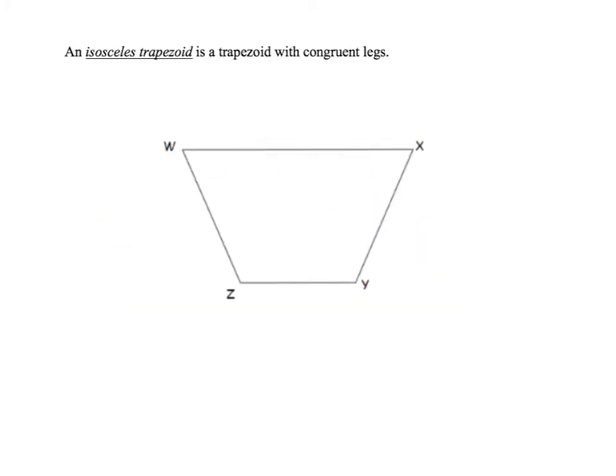Speaking of later on, that is apparently now. An isosceles trapezoid is a trapezoid that has congruent legs. So on my trapezoid here, I notice that the legs that we're dealing with, the non-parallel sides, are WZ and XY. So if I mark them, I know that WZ and XY are going to be congruent because they are my legs in my isosceles trapezoid. So that's one of the properties that you have to know for an isosceles trapezoid: the legs are congruent.